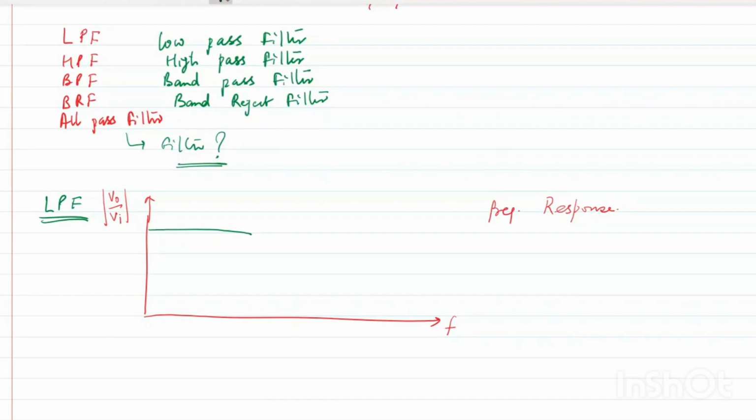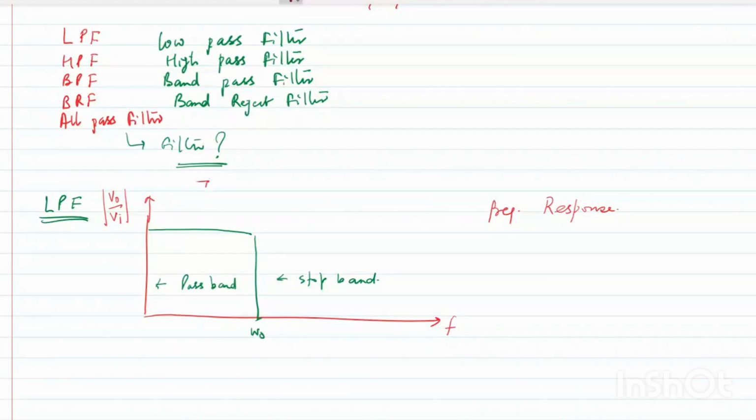It will pass certain frequencies and it will reject the higher frequencies. Suppose I say this is the cutoff frequency omega naught. So it will pass this frequency, so this is your pass band. And after this it will reject, so this is called a stop band. So this is an ideal low pass filter.